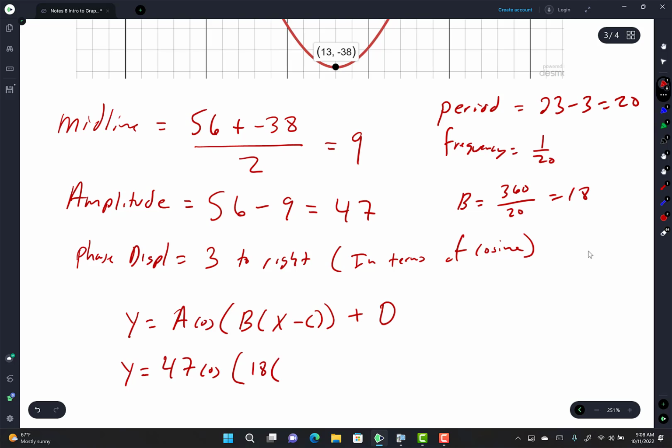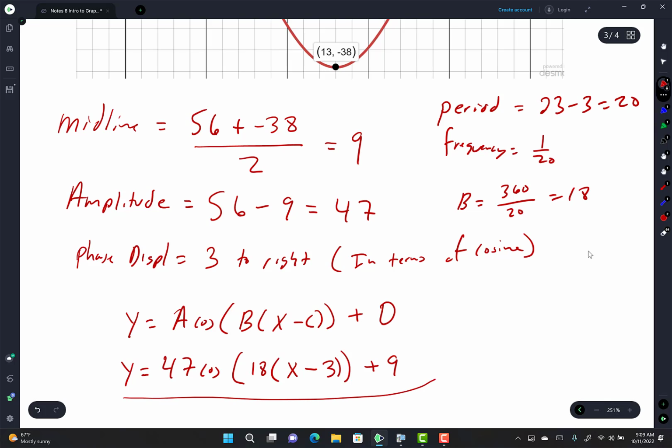So I come back, 18, open up another parenthesis, x minus, what was my phase displacement? 3, so x minus 3, close, close. And then what was my midline? 9. Check to see if we got it right.